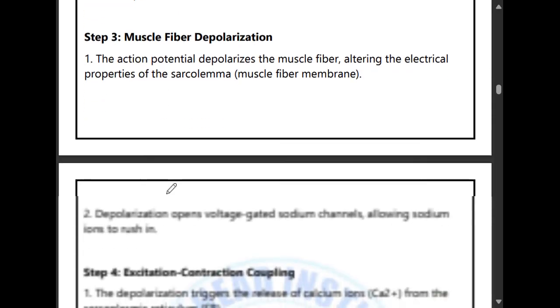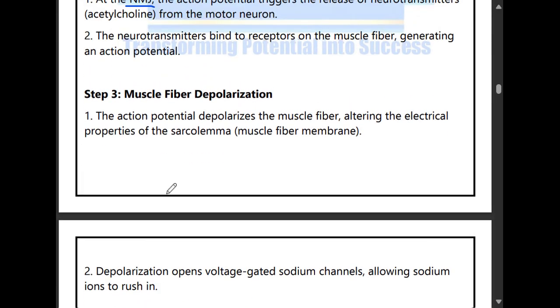Now we have another part which talks about muscle fiber depolarization. These are things you learned in class on skeletal muscle. On step 3, we have muscle fiber depolarization. The action potential that was generated will tend to depolarize the muscle fiber, and when it does, it will alter the electrical properties of the sarcolemma. Remember, the sarcolemma is the membrane of the muscle fiber.